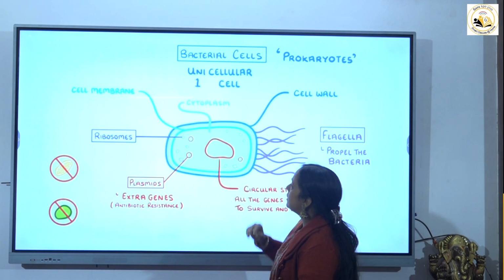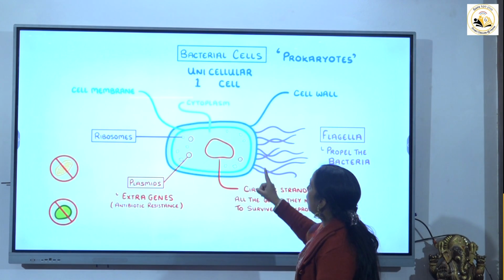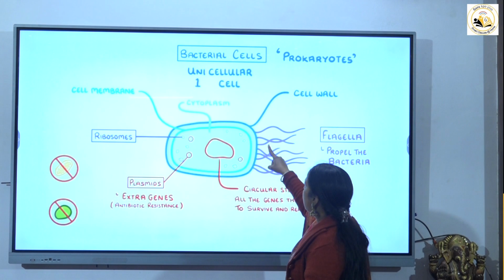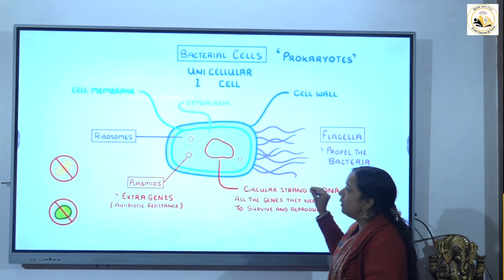And ribosomes are present for protein synthesis. Cell membrane covers the bacterial cell. There is a cell wall also around the bacterial cell, and there are locomotory organs called flagella which help in locomotion of the bacterial cell.